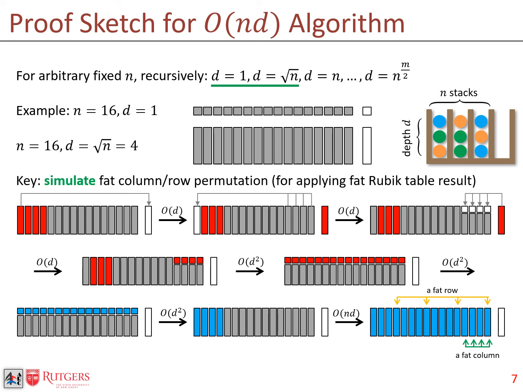After we do the column shuffle, we can also do a fat row shuffle. We treat every other four stacks as stacks in a fat row, as illustrated in this figure here. Now, with that, we can actually solve the entire problem by directly applying the fat Rubik table result.